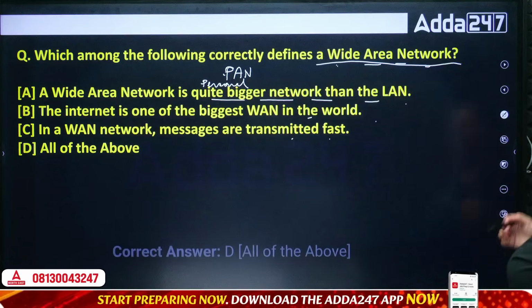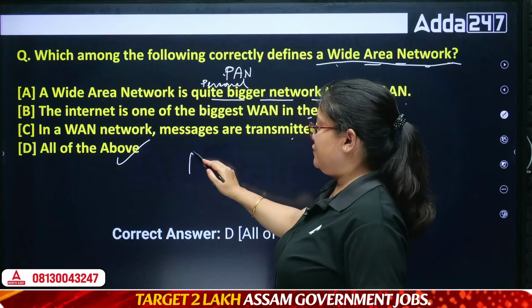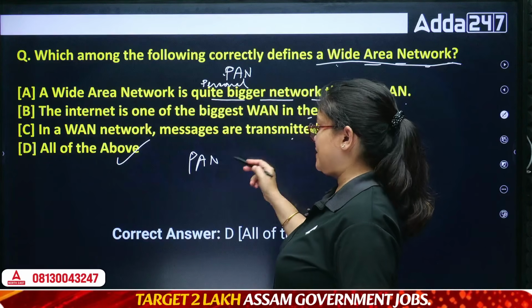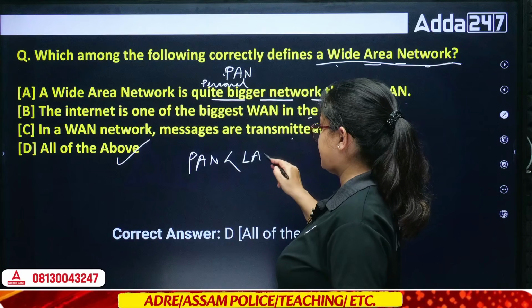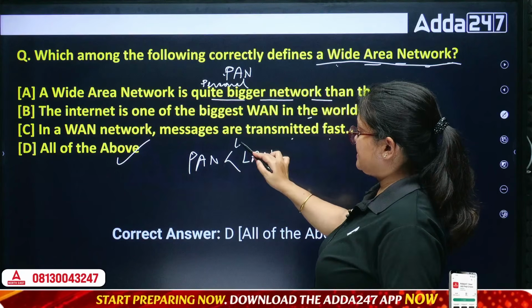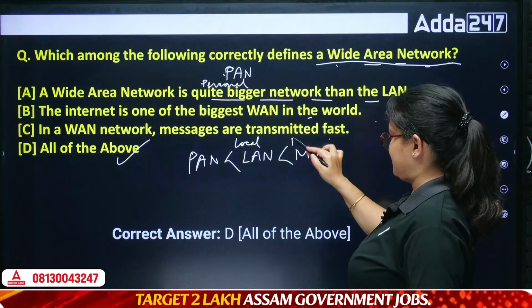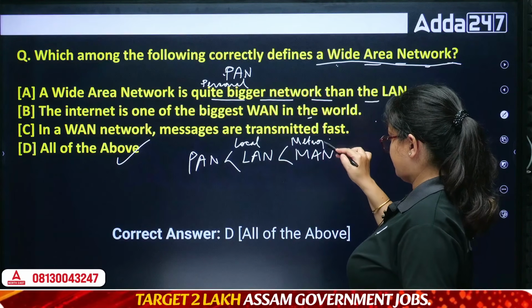Here, whenever we talk about WAN, all of the above are correct. If we arrange them, the smallest one is PAN, the personal area network, next is LAN, local area network, next is MAN, also known as metropolitan area network.